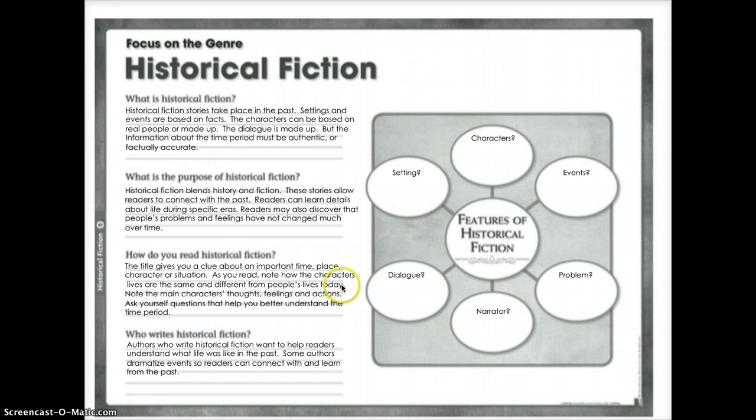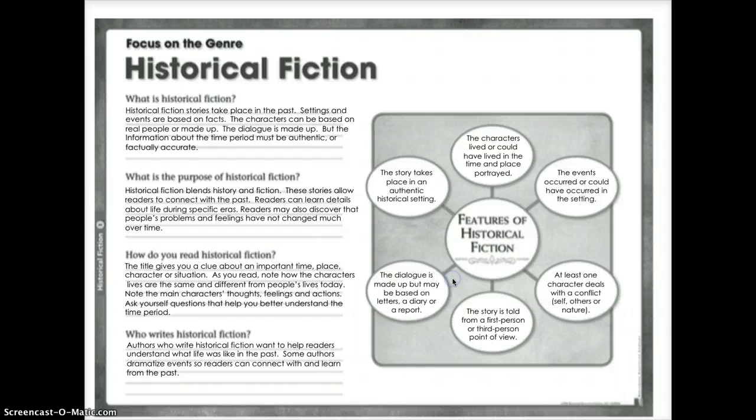All right, ladies and gentlemen, let's move forward and check where we are. When we look at the characters, and we'll just go around in a circle here, because we talked about characters, events, problem, narrator, dialogue, and setting. The character lived or could have lived in the time and place portrayed, which means we can't put a modern person who says "hashtag cool" in the 1700s. The event occurred or could have occurred in the setting.